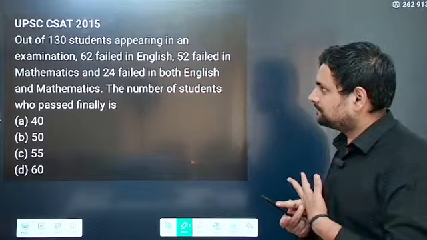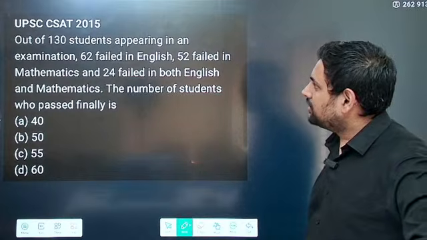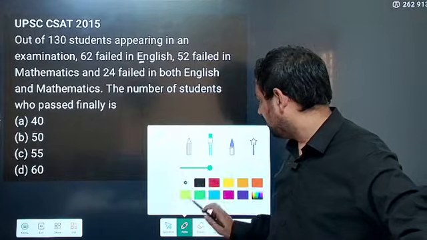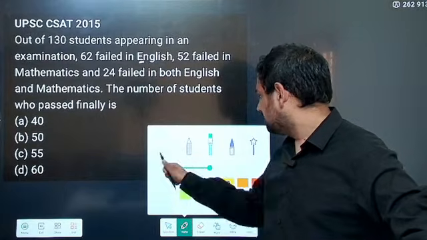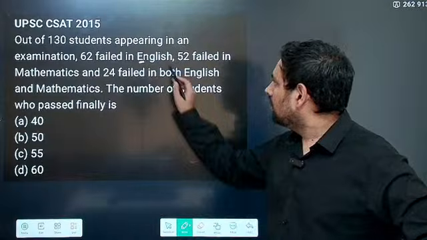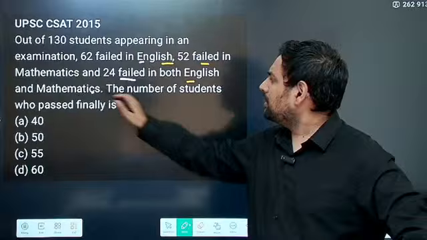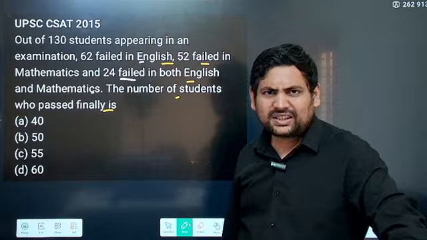Yes, Dheeraj. 130 students, 62 failed in English, 52 failed in mathematics, 24 failed in both English and mathematics. The number of students who passed finally.